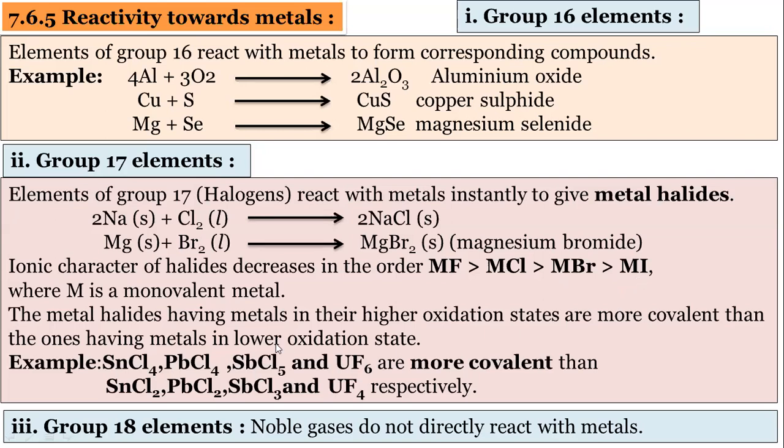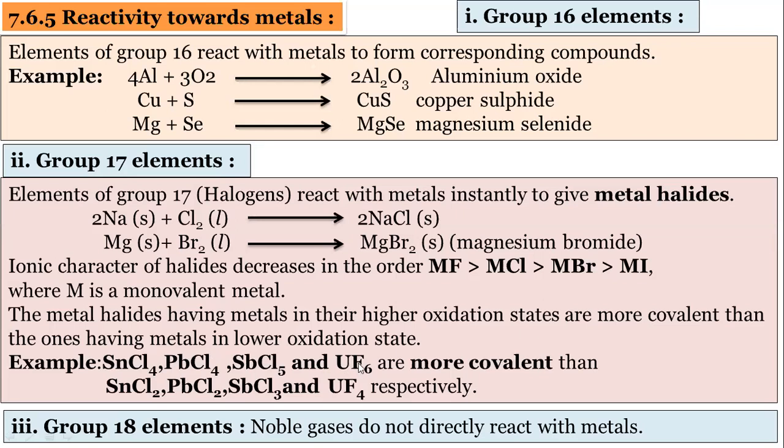See, I will explain these examples: SnCl4, PbCl4, SbCl5. These are also metal halides. Reaction with tin, reaction with lead, reaction with antimony, reaction with uranium. So these are the metal halides having the metals in their higher oxidation state. This one, SnCl4, PbCl4, SbCl5, and UF6. In this, the tin, Pb, Sb, and uranium are in the higher oxidation state.